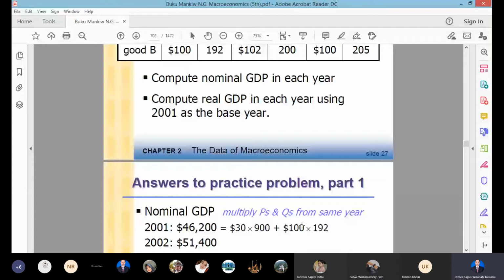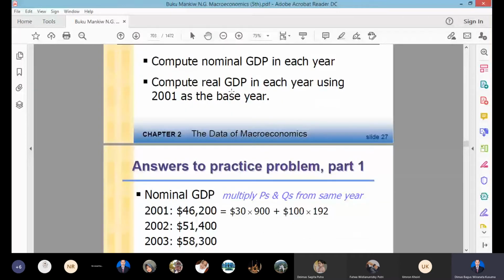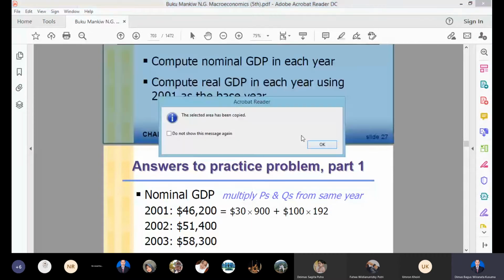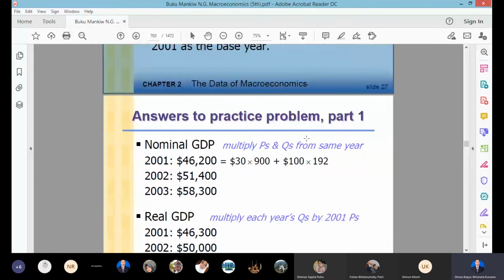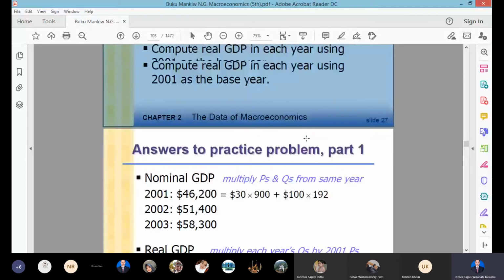Differently, if you are requested to calculate the real GDP, you cannot simply multiply P and Q, but you have to look at the base year, tahun dasar. In this case, 2001 is used as the base year. Okay, how to calculate then? You use this price as the base year.